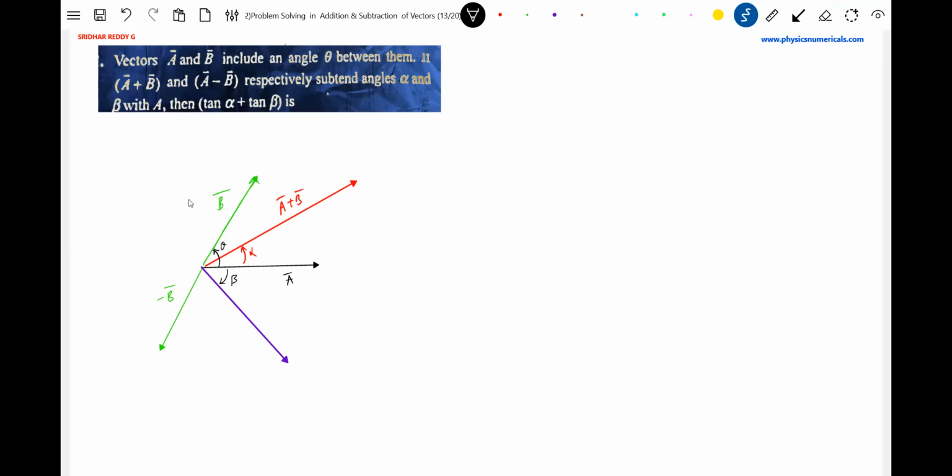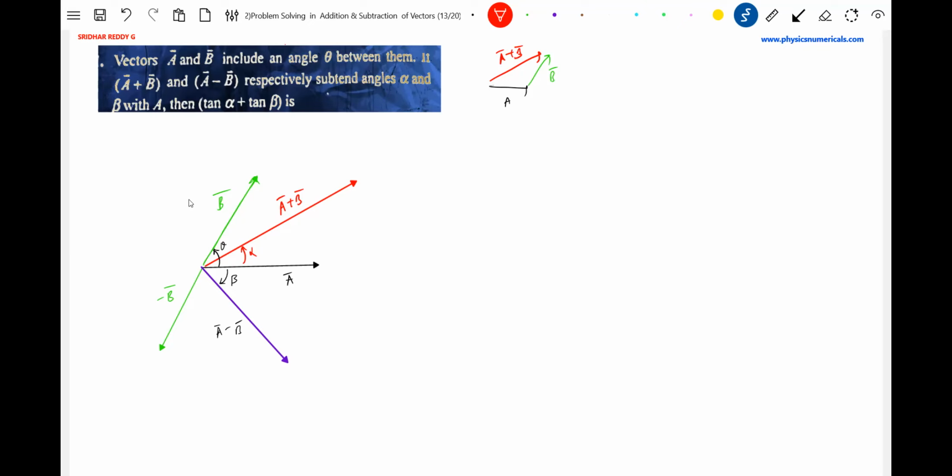Hope you are able to draw this much of the diagram. Sir, how will this resultant be vector subtraction only? If you have A bar and B bar, you get it like this. I think everyone knows this.